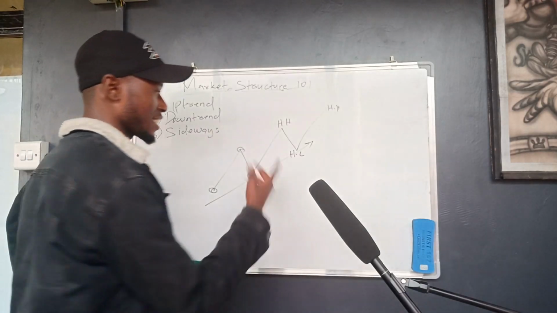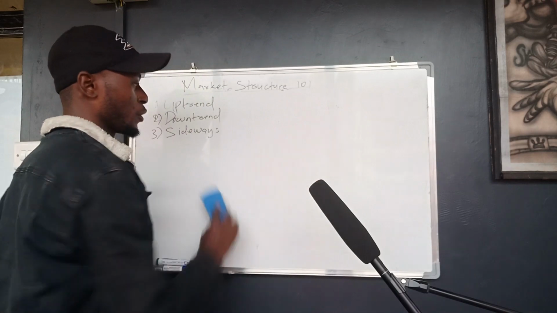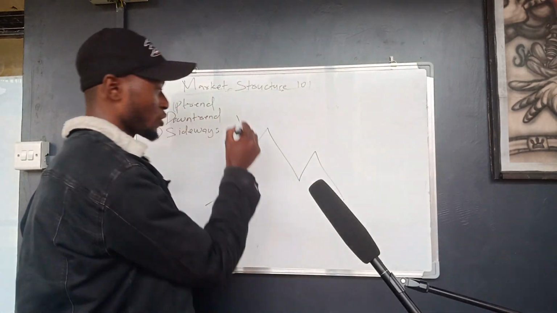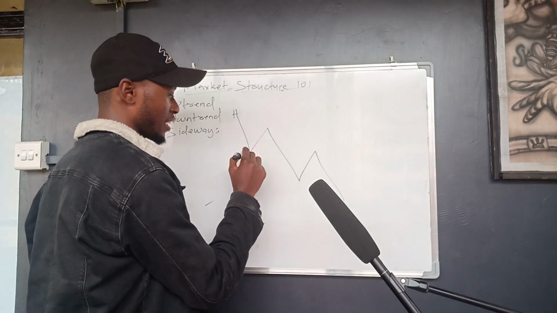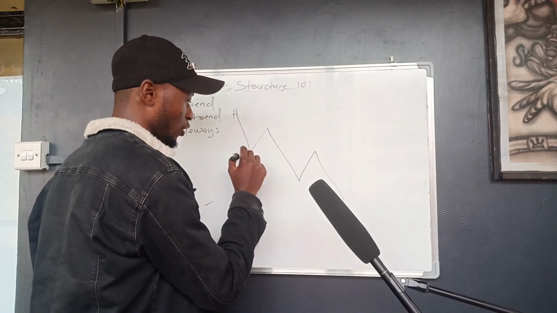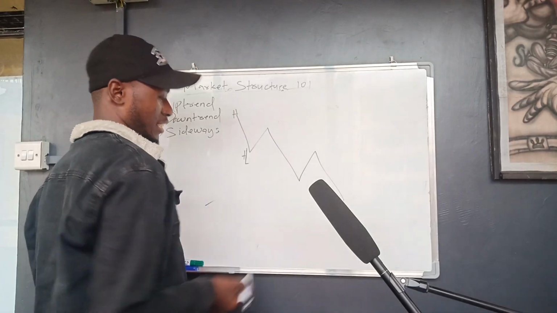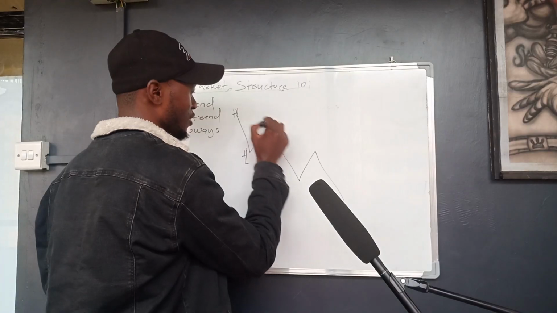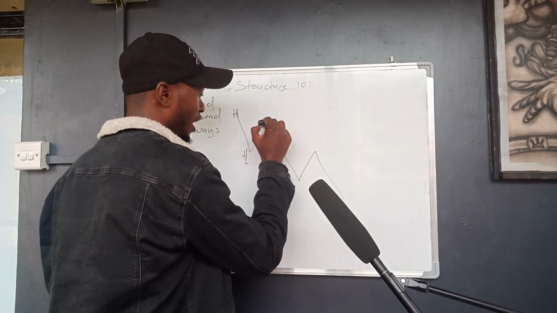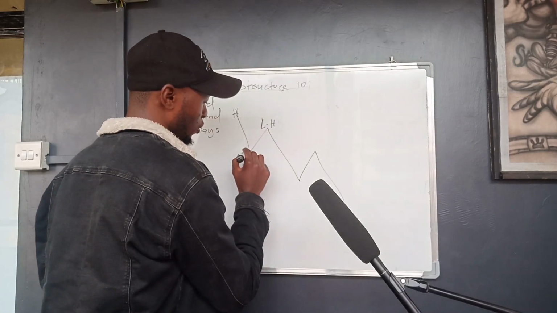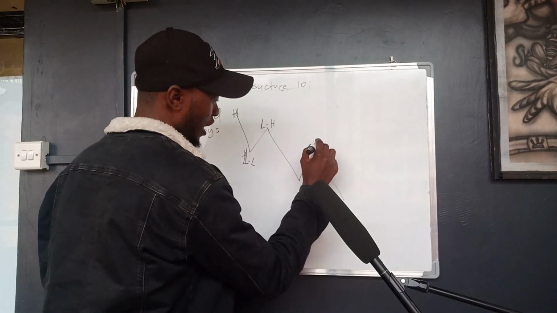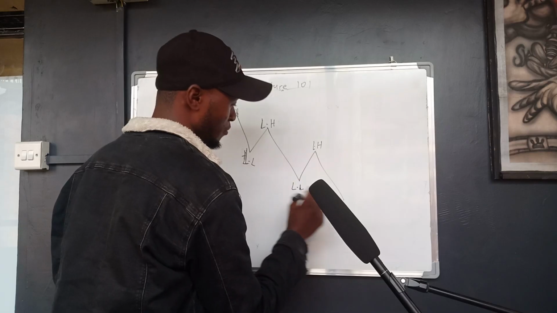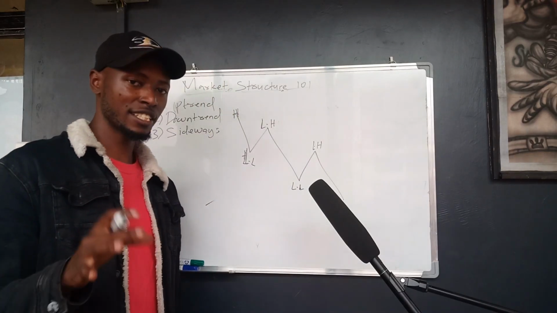A downtrend is just an inverse of the same, with the market moving in a series of down movements. So the market was here first, this is the first high, and this is the lower high. This high is lower than this high. So this is a lower high, lower low, lower high, lower low, and so on. So this is a downtrend.